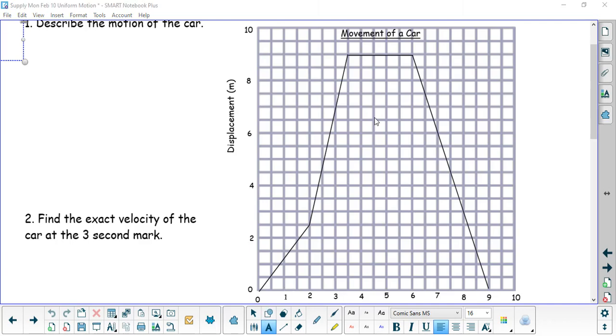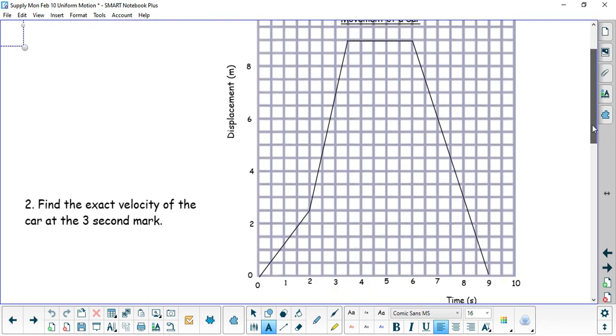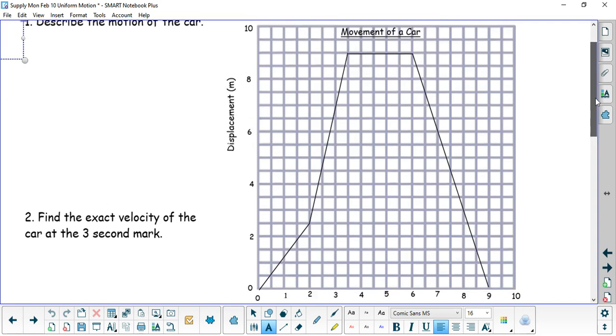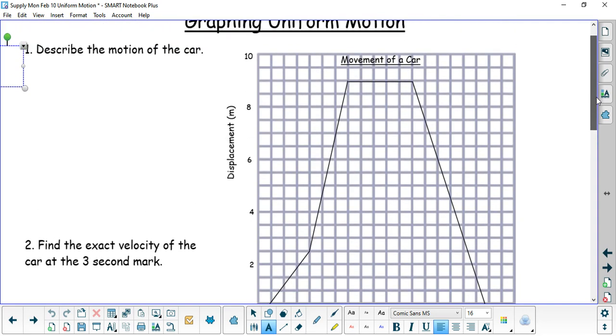So we are going to solve this question where we are looking at a DT graph, a displacement time graph, and figuring out what is happening to the motion. And you'll notice these are all nice straight lines, which means we're dealing with uniform motion. And it's a displacement time graph. That's important to have in your head.